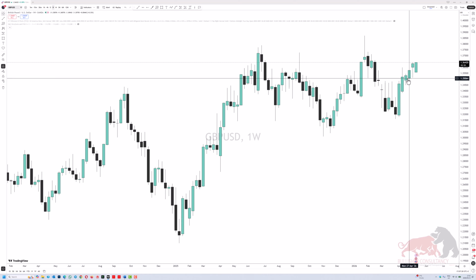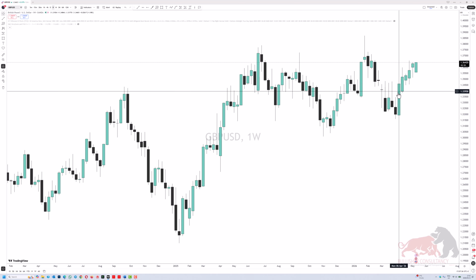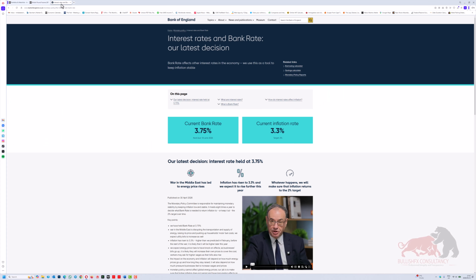The biggest catalyst came from the Bank of England on, I think, April 29. That's when we had the policy meeting from the Bank of England. Let's just go to their website quickly. Interest rates and bank rate. This is for the Bank of England, right?